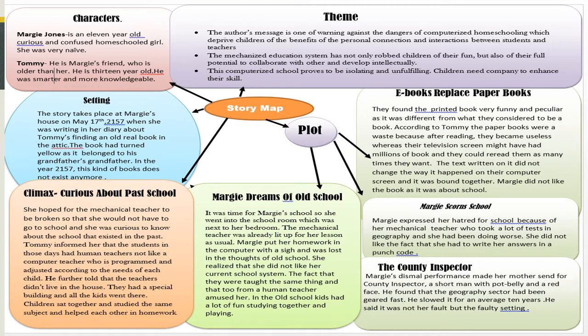Now, what is setting? So let me tell you what is setting first. Setting is actually the time and place a story takes place. And this particular story takes place at Margie's house on May 17 in the year 2157 when she was writing in a diary about Tommy's finding an old real book in the attic. The book had turned yellow as it belonged to his grandfather's grandfather. And in the year 2157, this kind of books does not exist anymore.